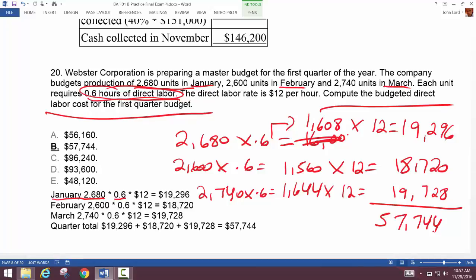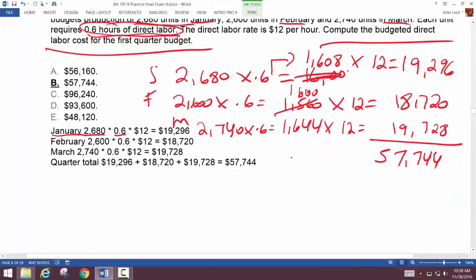What if they said that they guarantee a minimum of 1,600 hours? Would that change any of these calculations? What would I do? February, right? The 1540 would have to be 1,600 in that case. I'm not going to do the multiplication on it. Okay, all right, good. Let's take a look at number 21.